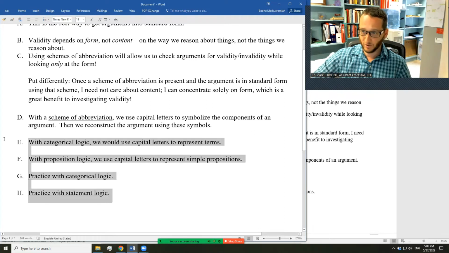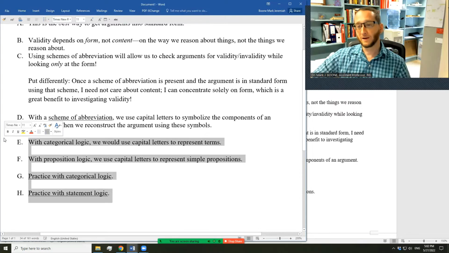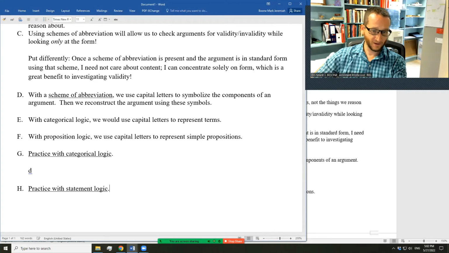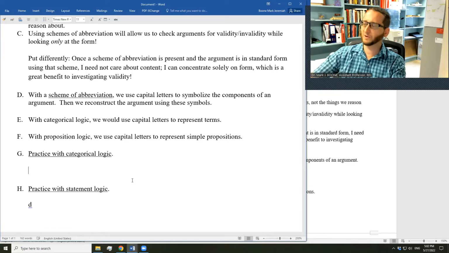And this will be important. And this will hopefully make the next 2 units of this Lessons in Logic playlist, the unit on categorical logic and the unit on statement logic, much simpler. So let's make a scheme of abbreviation and put an argument into standard form in categorical logic and then in statement logic. Now, first, I've got to find an argument. What sort of argument in categorical logic do I want to use? Let's say, let's do one about philosophers.